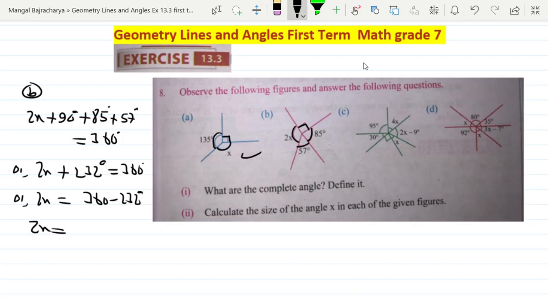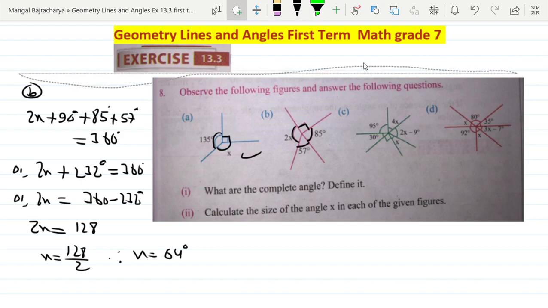So let's subtract now 232 from the 360 degree. So it's 128 degree, and now bring 2 down for dividing. 128 by 2 will give you x equal to 64 degree. So I did here A and B, and the remaining C and D are very similar, the same kind. There are just a few more angles into which 360 is split, so no need to be worried. Just make the sum of all those angles and make it equal to 360 degree and simplify it to get the value of x solved. So I made number 8 clear, and I go to number 9.